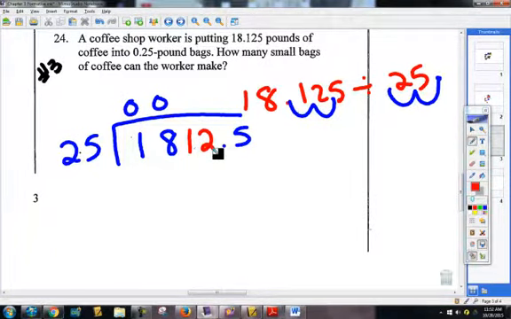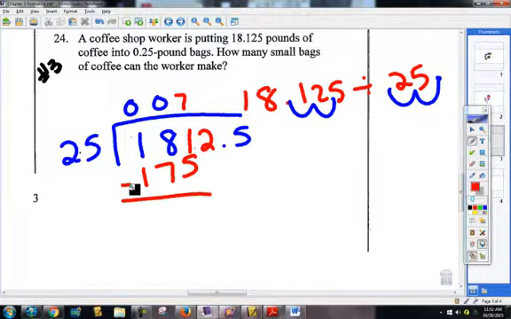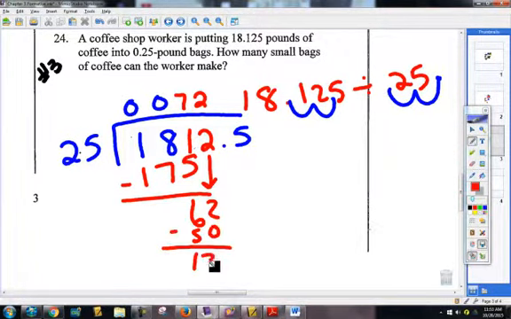25 is a pretty easy one because you guys know you can count kind of by 25. So this one is going to be 7 times. You're going to multiply and get 175, right? Then you subtract 181 minus 175 and get 6. Now you bring down your 2. 25 goes into 62 twice, right? Pretty easy. 50. Then we subtract to get 12. I forgot to bring my decimal straight up in the beginning. I should have done that, right?